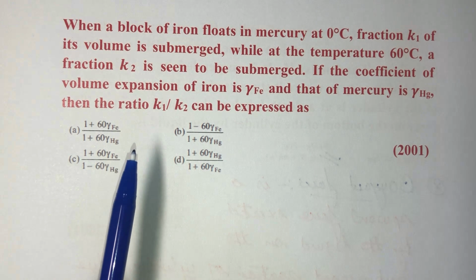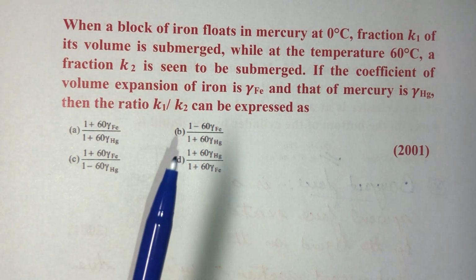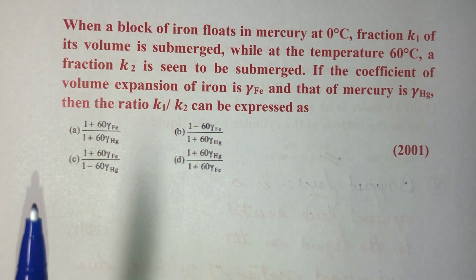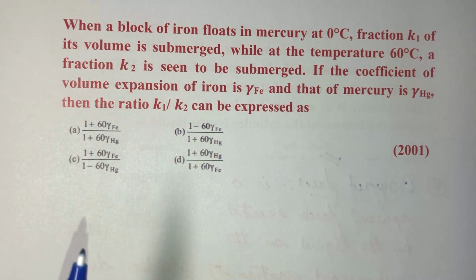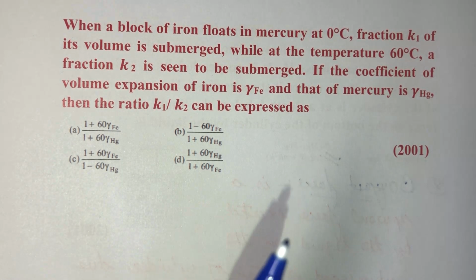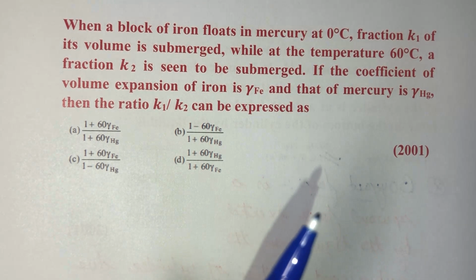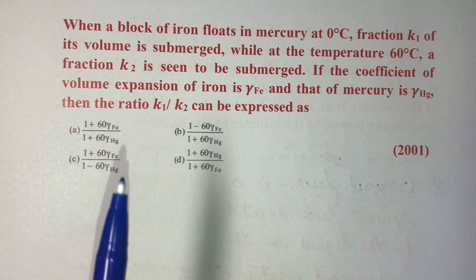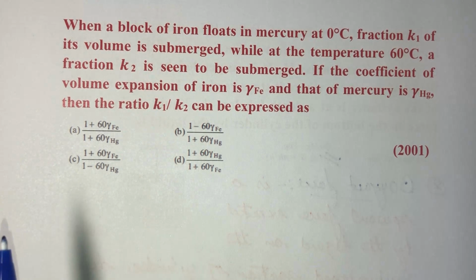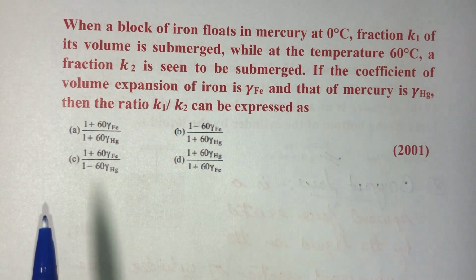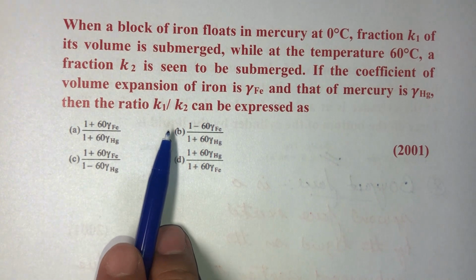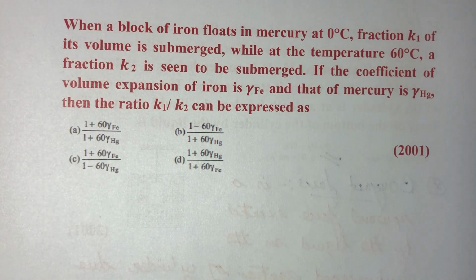So it is given that iron is floating in the mercury and the temperature of mercury in one case is 0 degree and in another case is 60 degree, and when it is 0 degree, the fraction K1 of the volume, it means if the volume is V, then the fraction of that volume which is given as K1 will be submerged at 0 degree. Similarly, the fraction K2 is submerged at the temperature of 60 degree. So we have to find out what will be the ratio of K1 and K2.